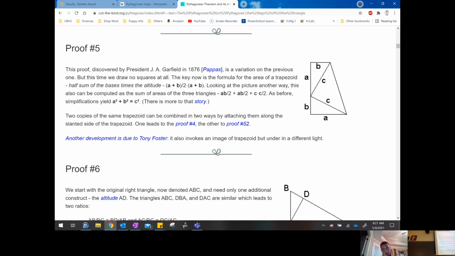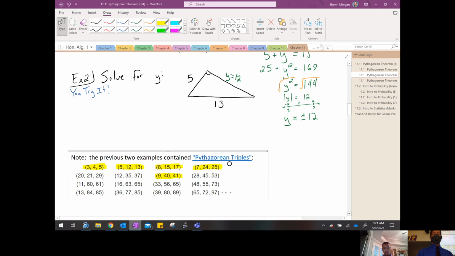He duplicated it, swung it around, put it up on top, and then calculated the areas of those three triangles, and also the area of the large shape, which is a trapezoid. He set those two equal to each other, and then worked it out to where it simplified down to a squared plus b squared equals c squared. But anyway, neat little trivia about the Pythagorean theorem, and several of its Pythagorean triples I just copied.